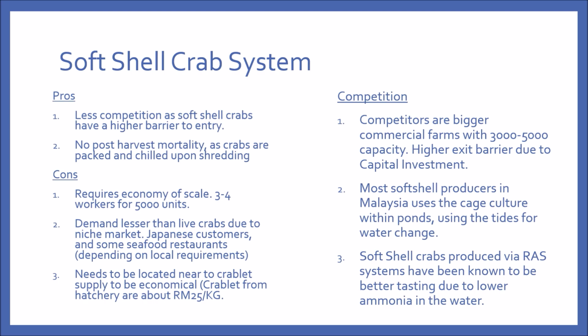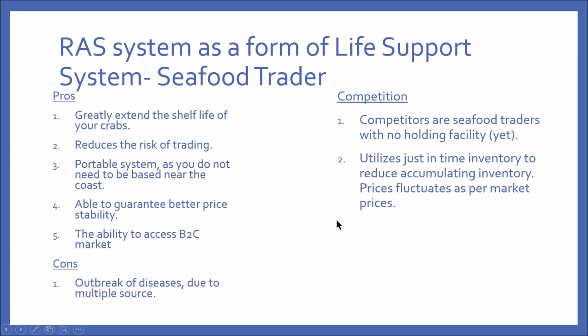The third is to utilize the RAS system as a form of life support. One of the pros is that it really extends the shelf life of your crab and reduces the risk of trading. Please note that, even from the perspective of a trader, trading mud crabs is very risky because mud crabs are highly perishable. You can utilize the full capability of RAS by being based away from the coast, and you can be really close to the consumer. And most importantly, you are able to guarantee price stability.